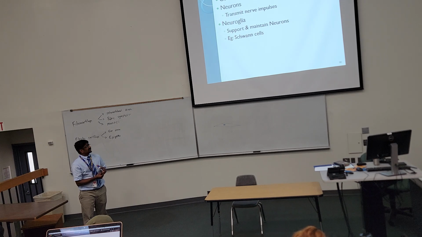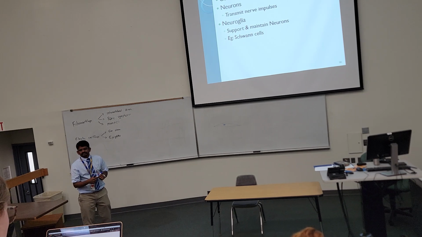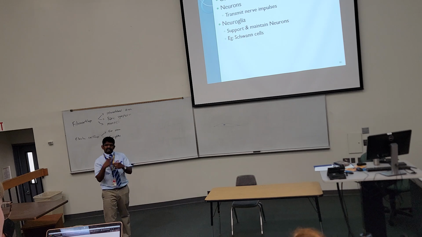The Schwann cell produces myelin. Okay? What is myelin? Myelin sheath. It insulates and surrounds part of the neuron. Does it increase the speed? Yeah. It insulates and increases the speed of the impulses.